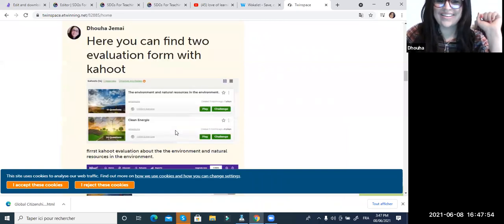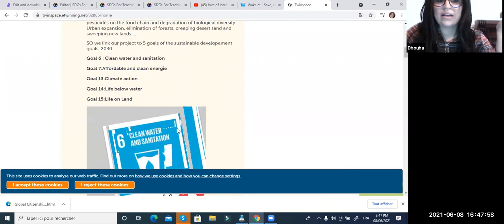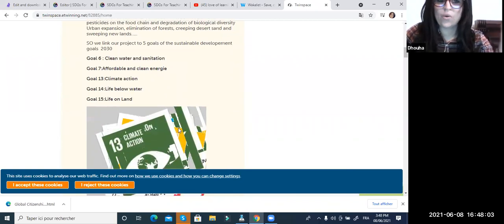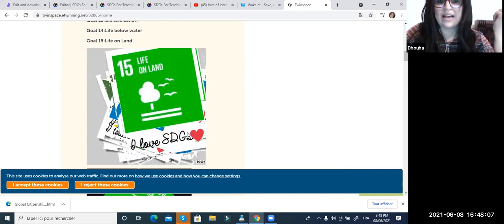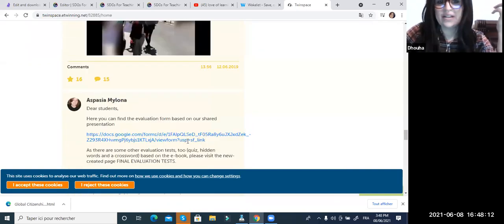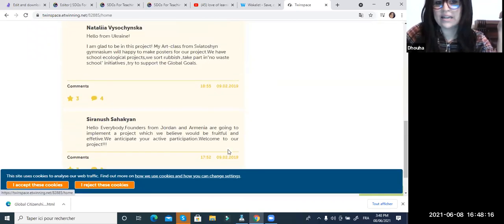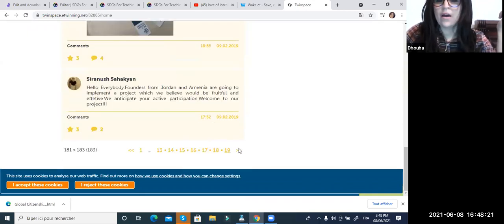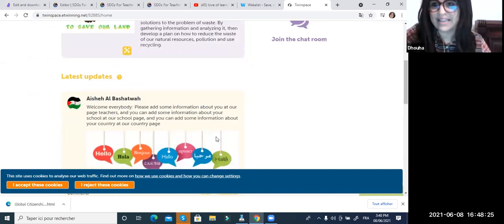As you see here, we linked this project to 5 goals: goal 6, clean water and sanitation, goal 7, affordable and clean energy, goal 13, climate action, goal 14, life below water, and goal 15, life on land. You can see at least the main activities from different countries. I think we have 8 or 9 different countries here, from Jordan, Spain, Italy, and many European countries. eTwinning is only for European countries.